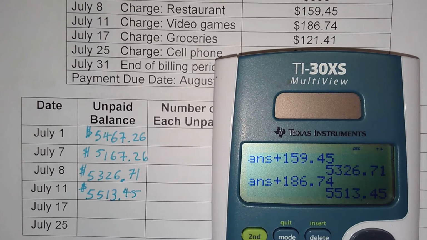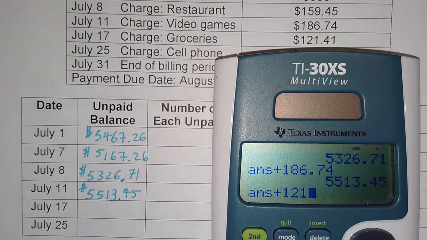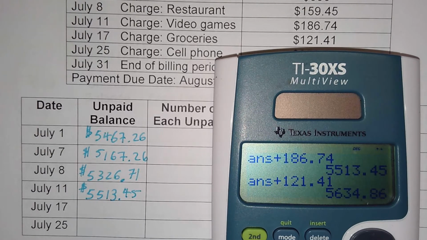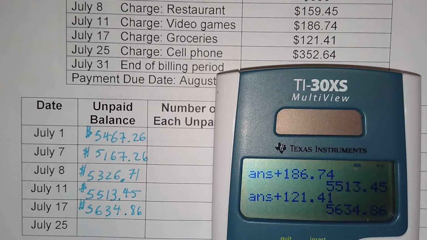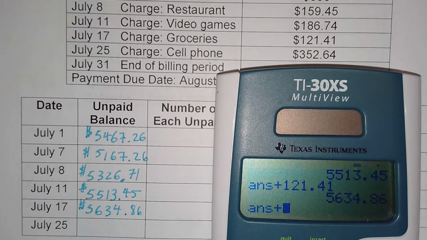On July 17th, there's a charge for groceries for $121.41. So that gives us $5,634.86. And then finally, on July 25th, there is a cell phone charge of $352.64.